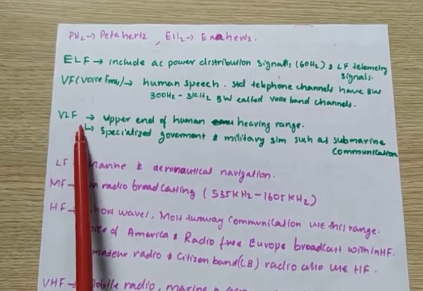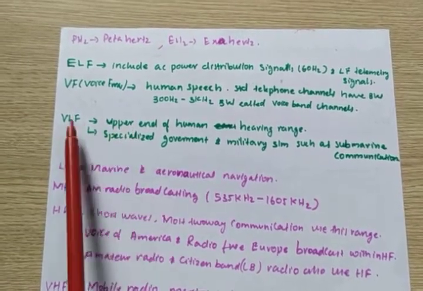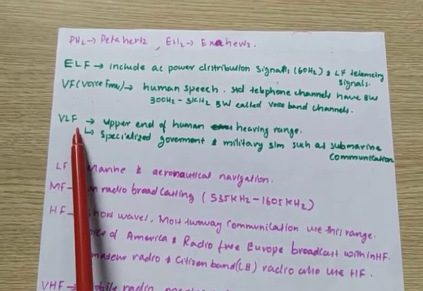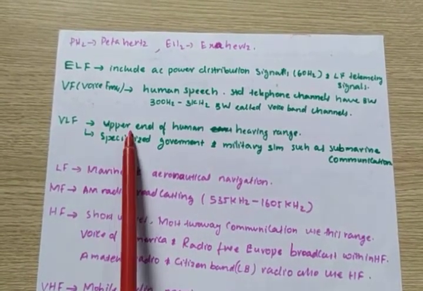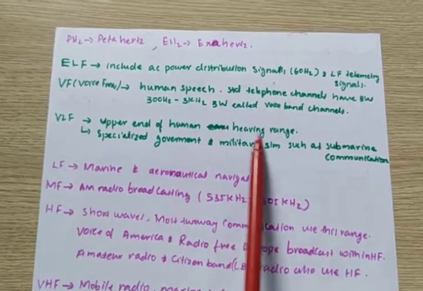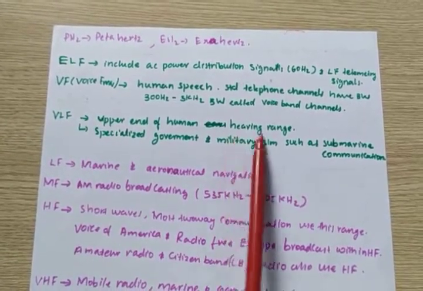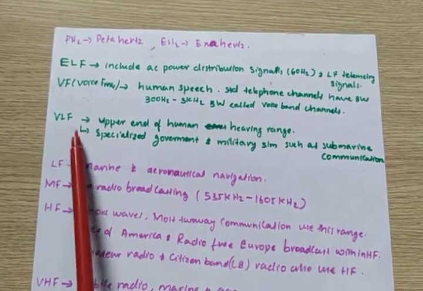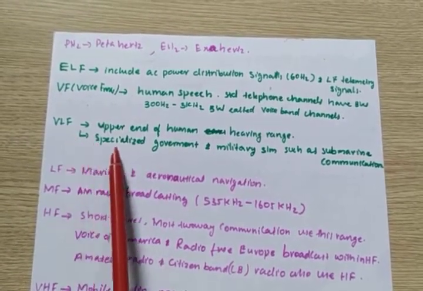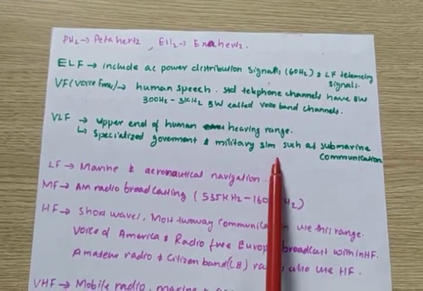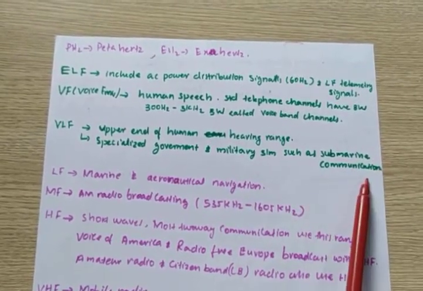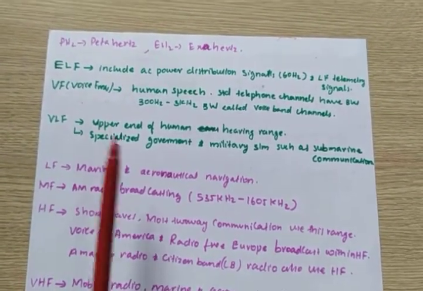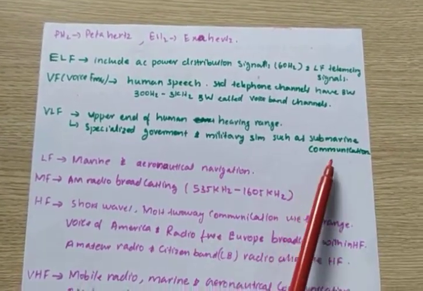Next is very low frequency. The upper end of very low frequency is the human hearing range. We know the human hearing range is 20 Hz to 20 kilohertz. So that upper range of VLF is the hearing range. Then it is also used for specialized government and military systems such as submarine communication. For submarine communication we use very low frequency. Why? Because this signal has to travel a long distance.